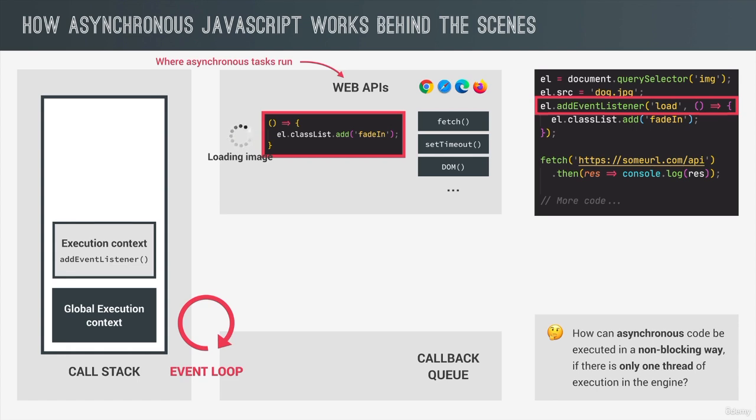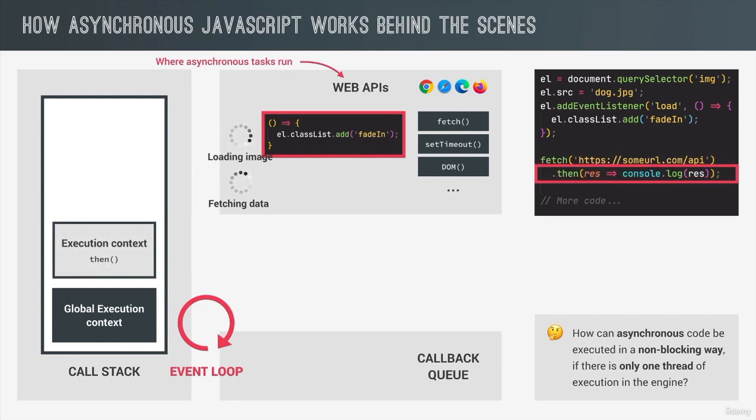And so in the next line, we make an AJAX call using the fetch API. And as always, the asynchronous fetch operation will happen in the web APIs environment. And again, that's because otherwise we would be blocking the call stack and create a huge lag in our application. Finally, we use the then method on the promise returned by the fetch function.